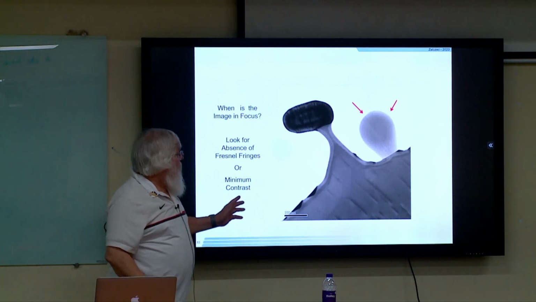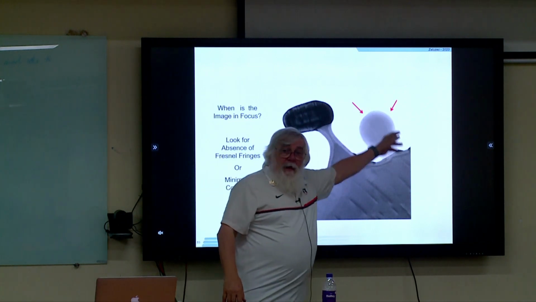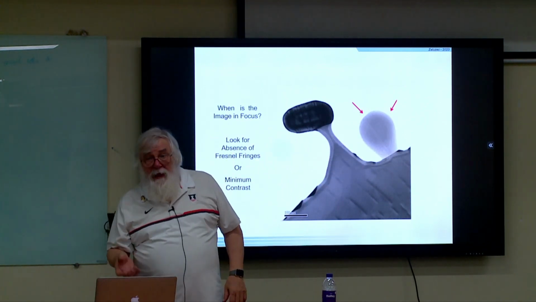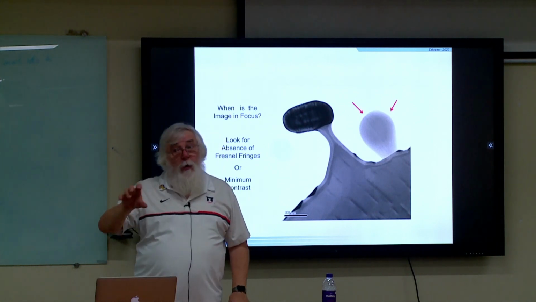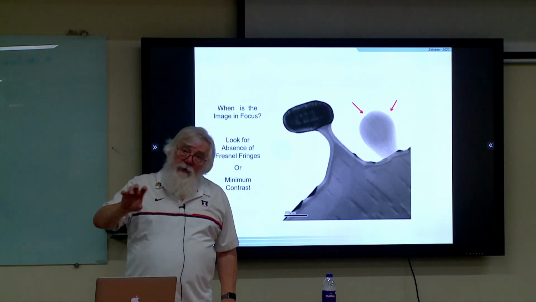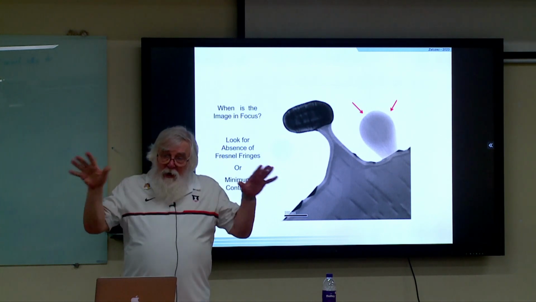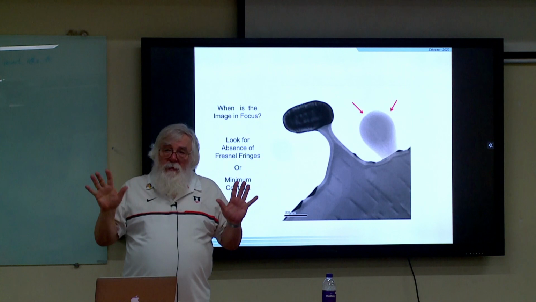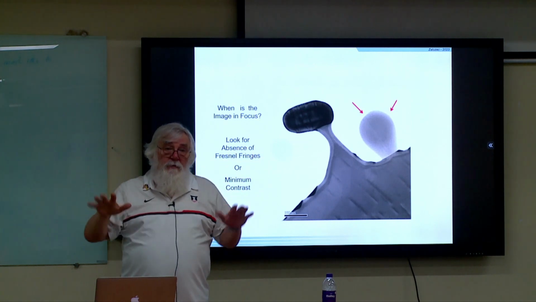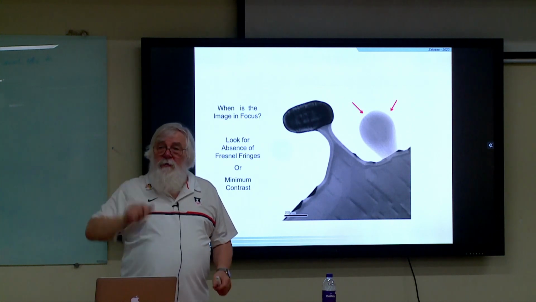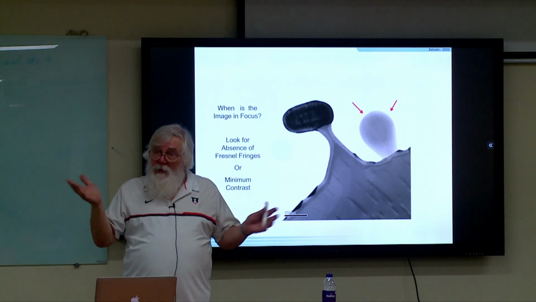The Fresnel fringes that we saw, you see when your image is out of focus. We get either a black fringe or a white fringe, depending whether you're under focus or over focus. When you're at perfect focus, all the Fresnel fringes almost completely disappear, or the contrast is minimized. So the easiest way to focus your image, go to minimum contrast. Now you're in focus.